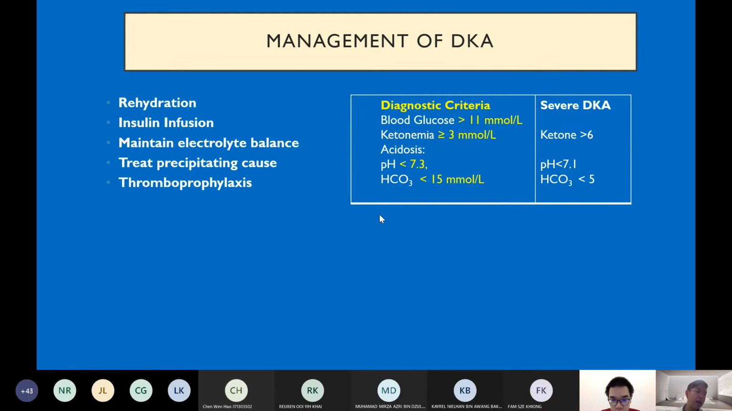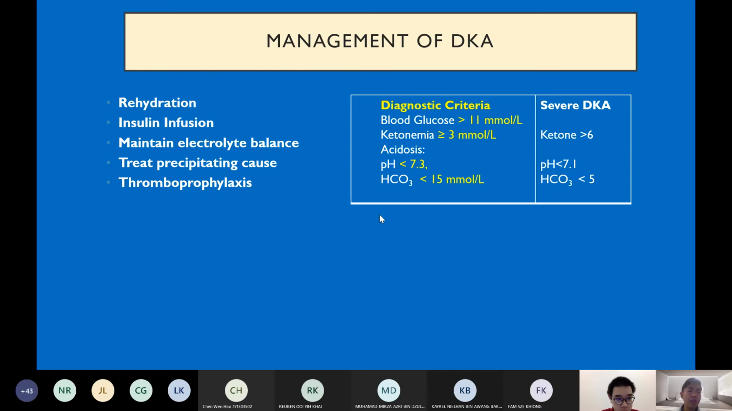So the outline of your management of DKA, these are your usual go-to principles, yeah, of management of DKA. Step number 1, rehydration. Like I mentioned just now, these people are all very dehydrated.